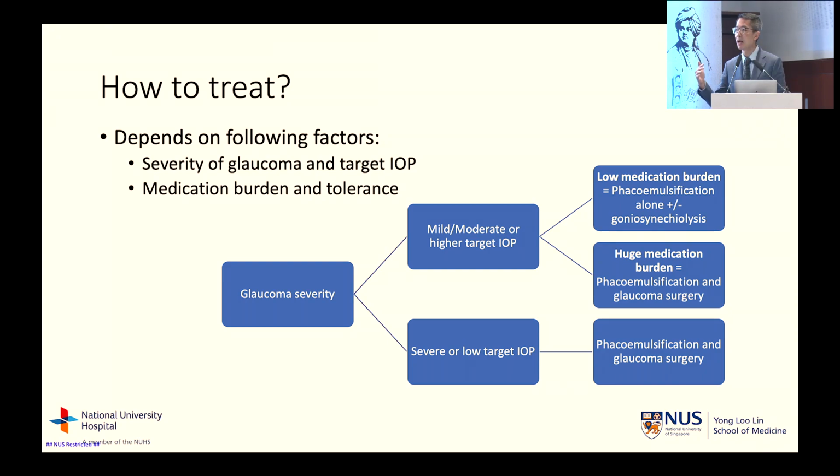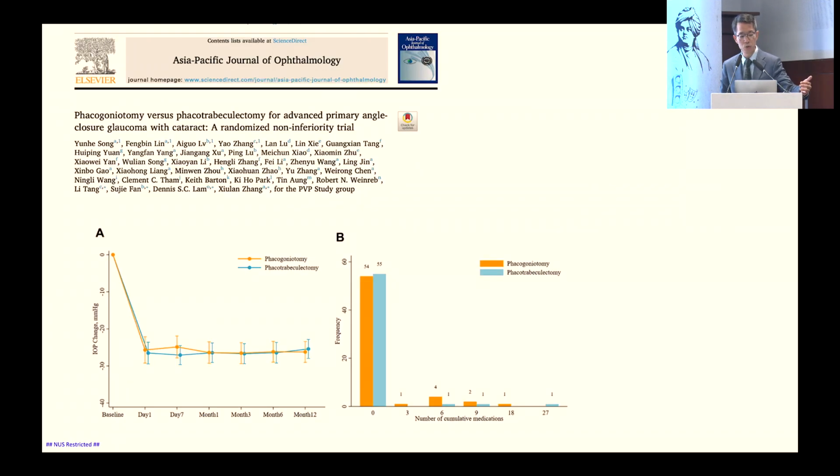If there is a big, huge medication burden, then cataract surgery with a glaucoma operation is my target. It's my first choice of surgery. Needless to say, if the glaucoma severity is high, meaning they have severe glaucoma and a low target pressure is required, then combined cataract and glaucoma operation is my go-to procedure.